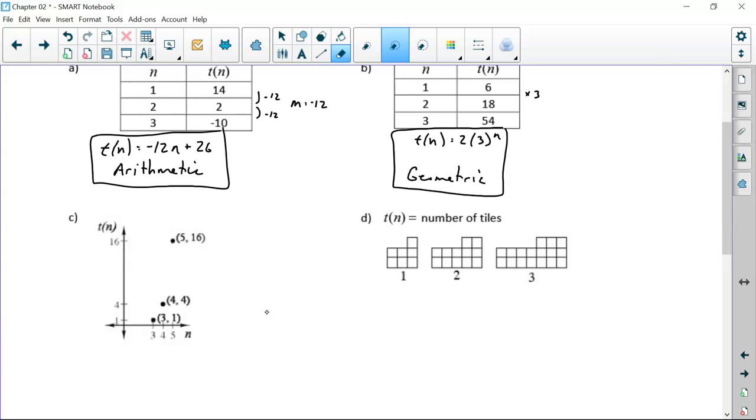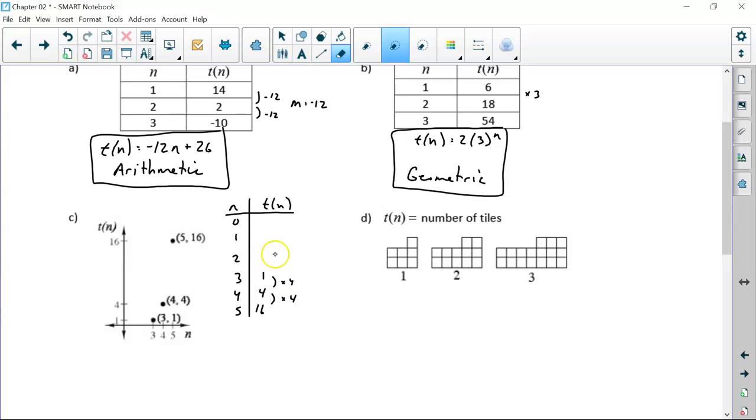For problem C, we're given the graph. Now I'm going to write a table, n and t of n. Tables really just help me visualize a little bit better. So we need 0, 1, 2, 3. We have 3, 4, and 5. So for 3, we're at 1, and then we're at 4, and then we're at 16. So to go from 1 to 4, and then from 4 to 16, we're multiplying by 4 each time. There's our multiplier.